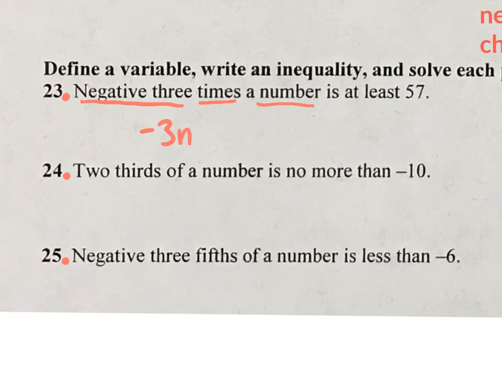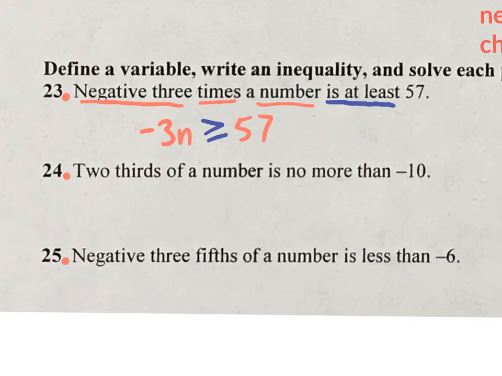Now, here's the question. What does this mean? Is at least. So if I say you have to be at least 17 years old to go watch a rated R movie, I think. I don't know. What does that mean? You have to be 17 or older. So 17 or greater, right? So when you see this is at least, you're really talking about greater than or equal to. All right? I hope you guys understand that. So is at least is really saying greater than or equal to 57. So let's put the 57 there. And that's your inequality.